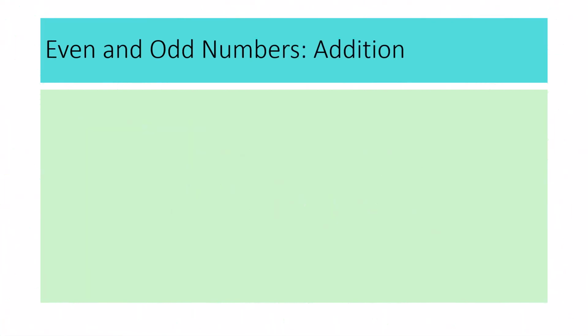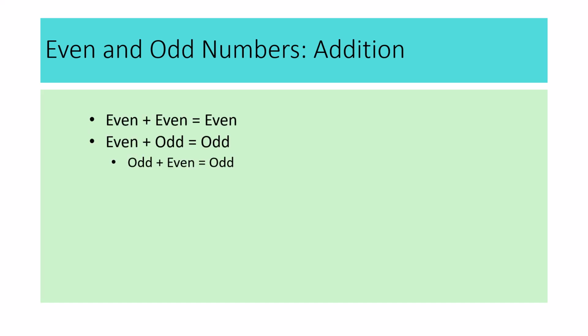To summarize, here are the 3 addition properties for even and odd numbers. An even number plus an even number yields an even number. An even number plus an odd number yields an odd number, and because addition is commutative, an odd number plus an even number yields an odd number, and an odd number plus an odd number yields an even number.